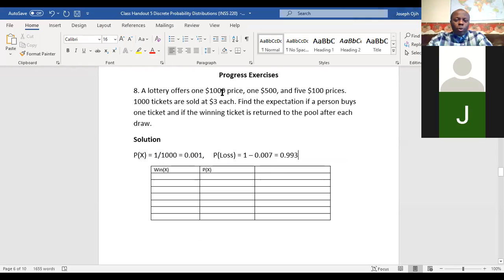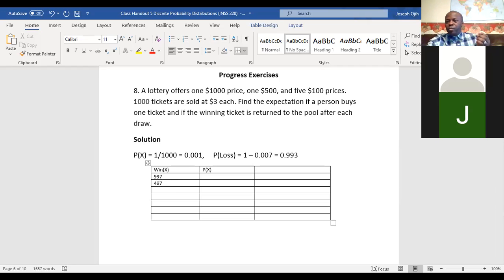Again, suppose you bought a ticket, so somebody who won the $1,000 prize, like I said, they give you the check for $1,000, but your real gain, because nobody will pay you back the amount you paid for the ticket, which is $3. So your net gain will be $997, because if you subtract $3 from $1,000, you get $997. The same thing applies here. If you subtract $3 from $500, you get $497.